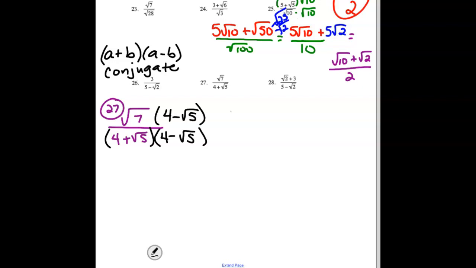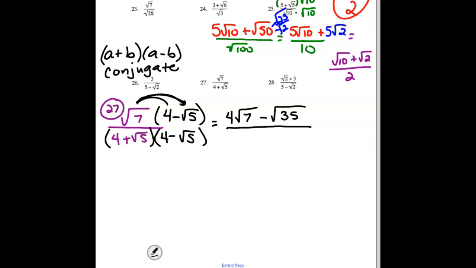Let's simplify this a little bit. We're going to distribute. So we have a square root of 7 times 4. Again, one is inside and one is outside of the square root, so we cannot actually make that into a 28. We have to just leave it 4 times the square root of 7. When we distribute to the root 5, they are both inside a square root, so we can multiply them together inside. 7 times 5 is 35.